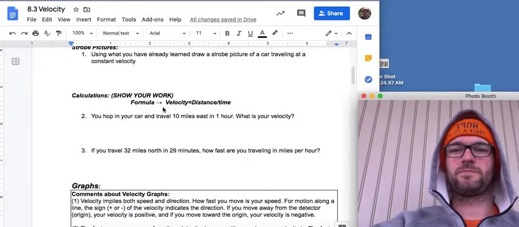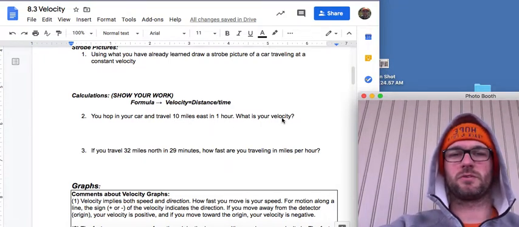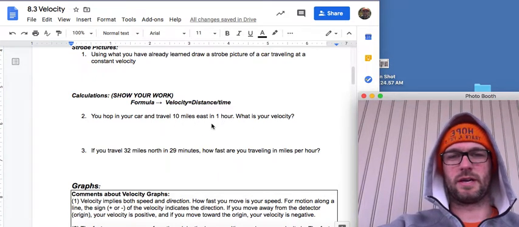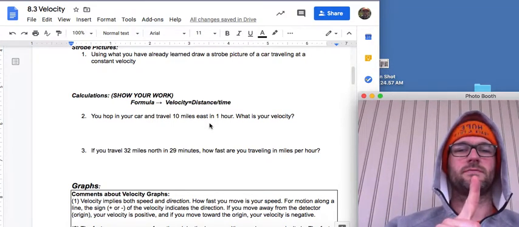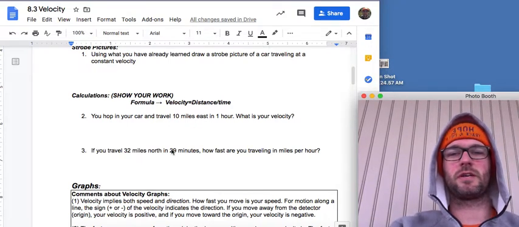That's our formula. So let's say you hop in your car, you travel 10 miles east, that's our distance, in 1 hour. So what's your velocity? 10 miles over 1 hour. 10 miles per hour. But it's velocity, so we know we have to add the direction. East. 10 miles per hour east.